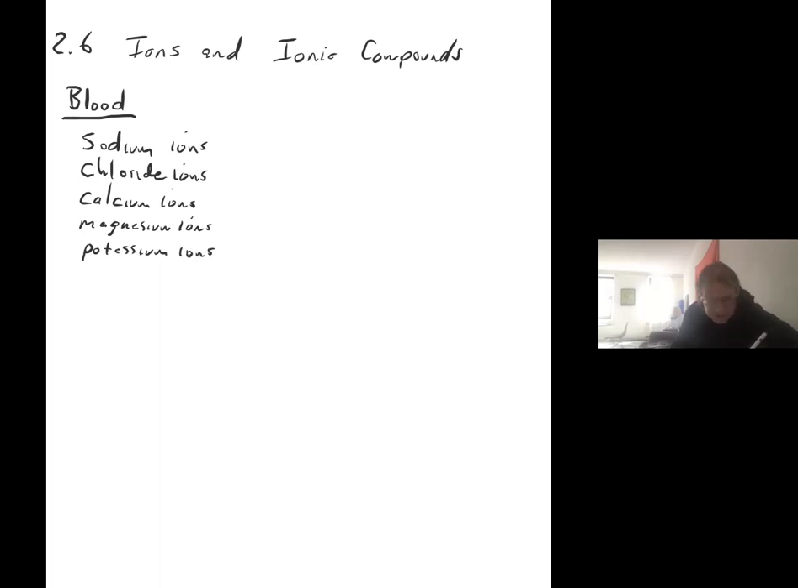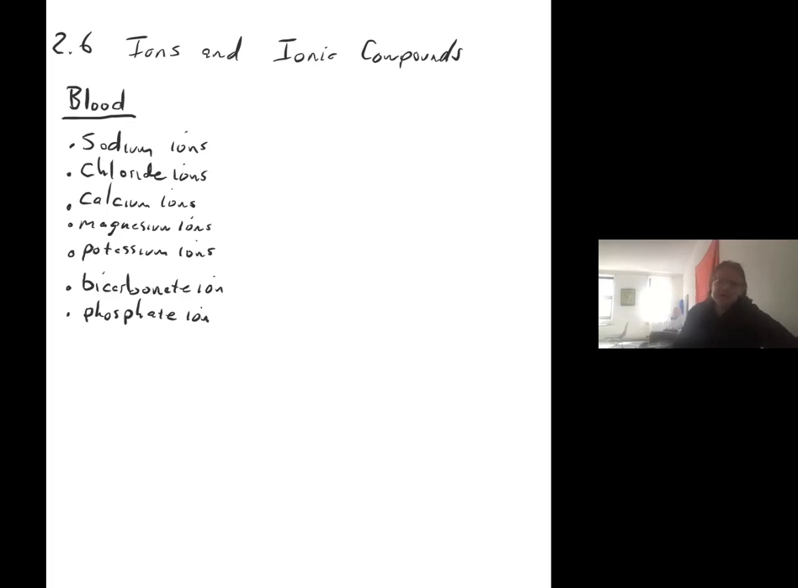But we have other ions too. We have something called the bicarbonate ion. We have something called the phosphate ion. And those are just some. There's other ions as well, but these are probably the most important ones in us. In the oceans, sodium, chloride, calcium, magnesium, potassium, bicarbonate, they're all in the oceans as well. So these are important ions.